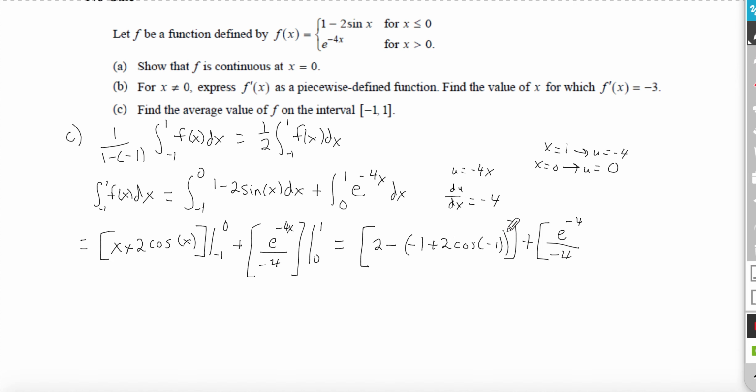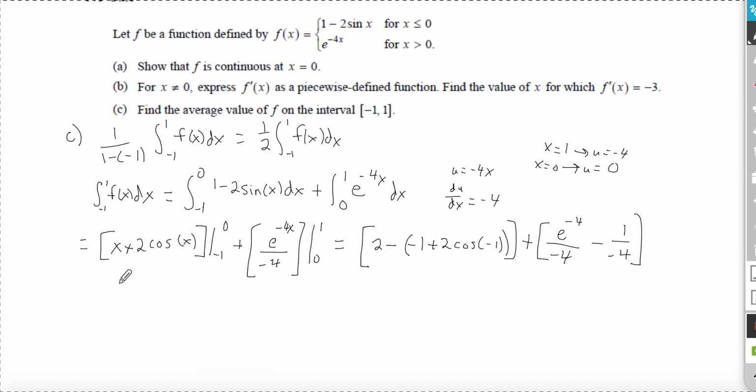And I plug in 0, and subtract what I get when I plug in 0. So that'd be e to the 0, that's 1 over negative 4. So this is the value of my integral. You don't actually have to do any more simplifying than this. In fact, I would encourage you just to leave it here.